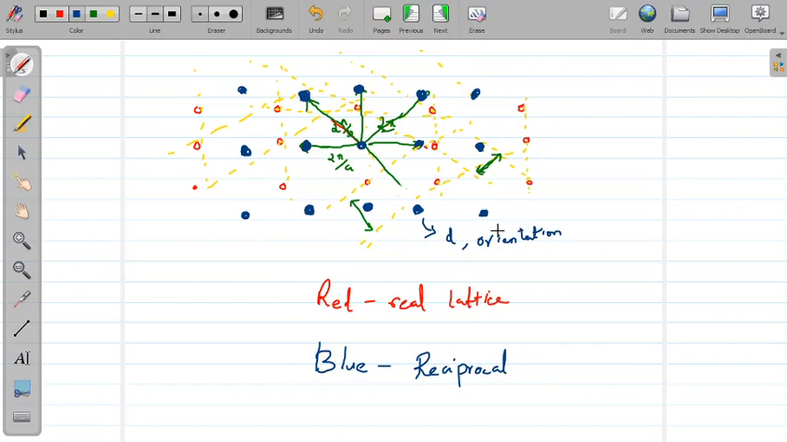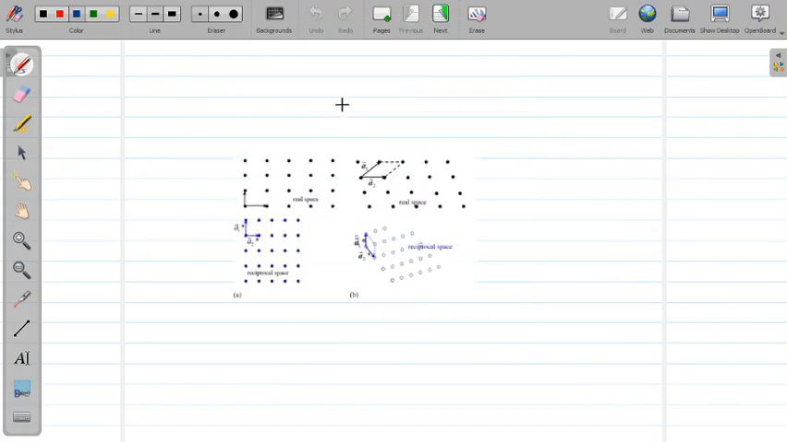From the origin, you have drawn a perpendicular to each set of planes. So each dot from the reciprocal lattice will correspond to the orientation of the plane as well as the interplanar spacing. The distance from the origin will give you the interplanar spacing of that plane. So this is vital information that you will get from the reciprocal lattice. So you can see we can actually construct the reciprocal lattice for different sets of lattices.